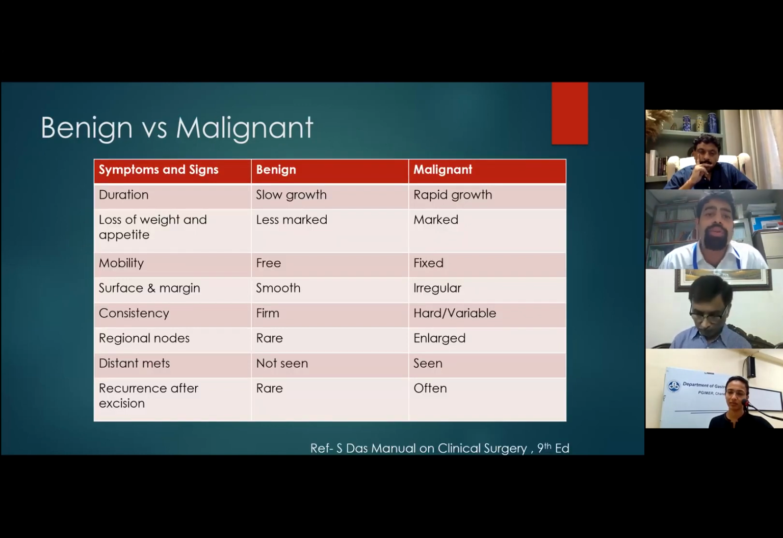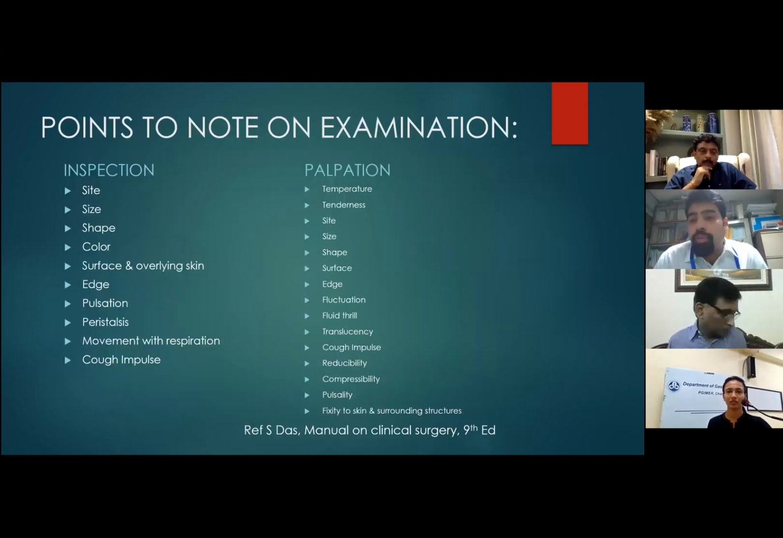These are slow clues: a benign growth is usually slowly growing with less marked weight loss and appetite loss. They're usually freely mobile, not associated with any regional nodes or distant mets, and they rarely do recur after excision, in contrast to malignant swellings. So you need to take a number of points together. And definitely you don't want to invite the wrath of the examiners and miss out on these points while examining a lump in your examination.